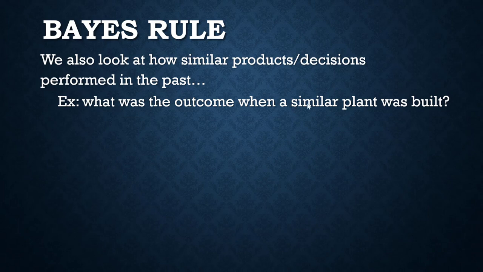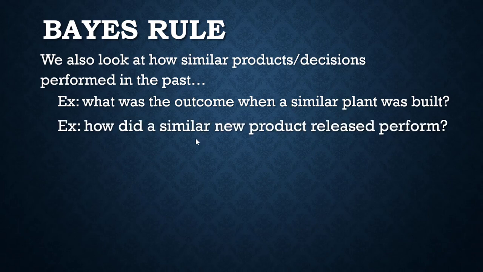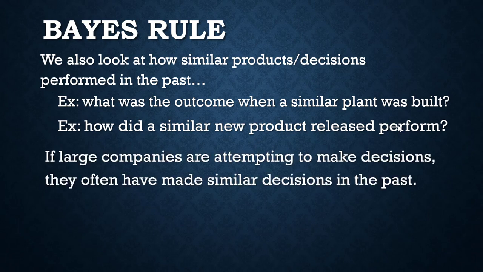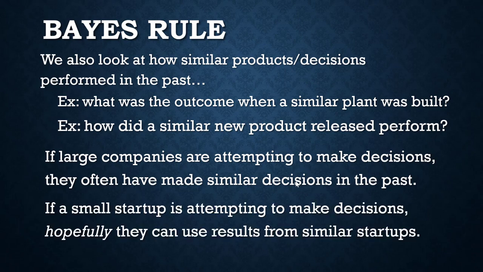What was the outcome when a similar plant was built, if we're thinking about building a new plant? What was the outcome if a new product was released? How did it perform in the market previously? For large companies, usually they can just take previous decisions or data from within the company. If you're a small startup, it can be harder to find these probabilities because you might just be really starting out.